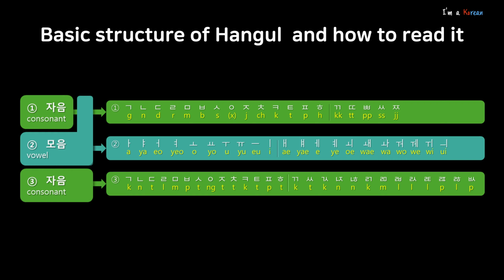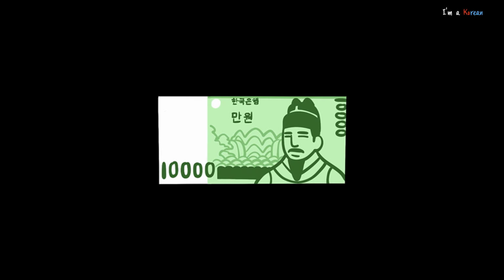This concludes the explanation about Hangul. Lastly, it was created by King Sejong and scholars in 1443 and was promulgated in 1446. That's about 581 years ago. This person can be easily seen on the 10,000 won bill. Please remember this.